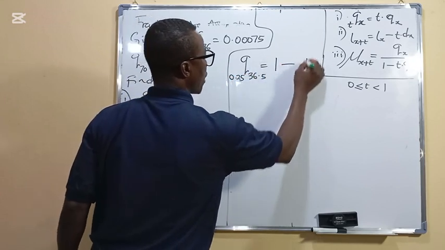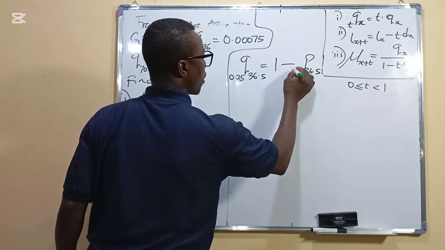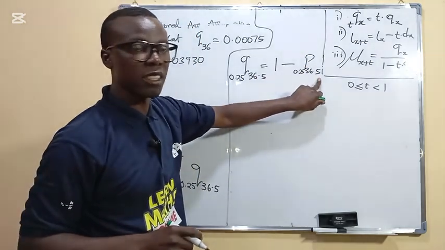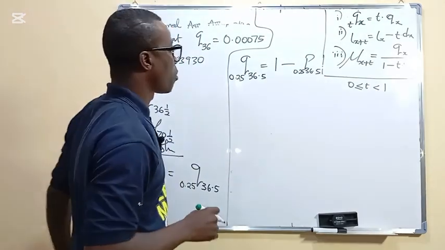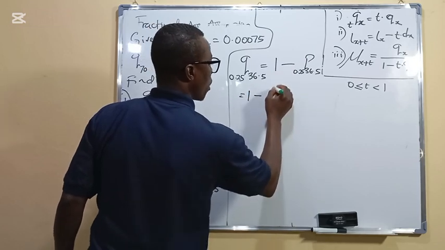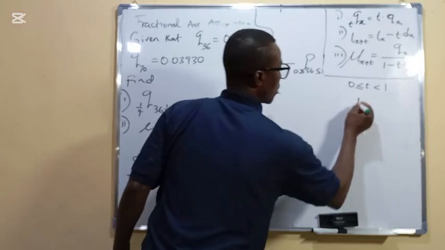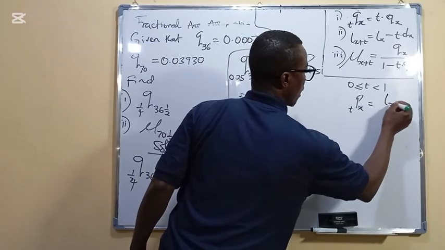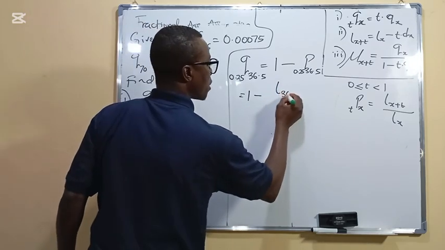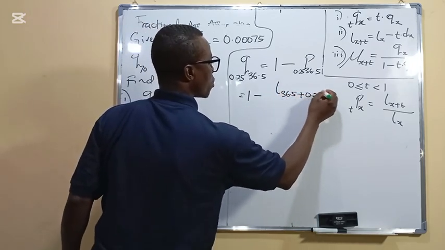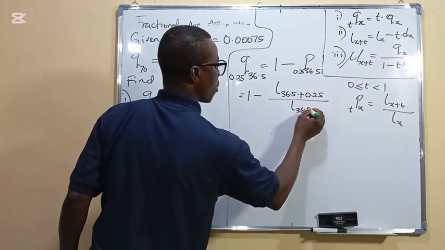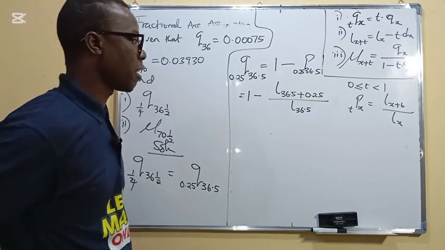So I'm going to say here is 36.5, and then this is 0.25. This is the same as saying 1 minus p 36.5 and 0.25, that's the probability that the life aged 36.5 will not survive beyond 0.25. Now, this is the same as saying 1 minus l x plus t over l x. So that's what I'm going to have here: this will be 36.5 plus 0.25. Remember, all these are subscripts. And then we have l 36.5 in here.